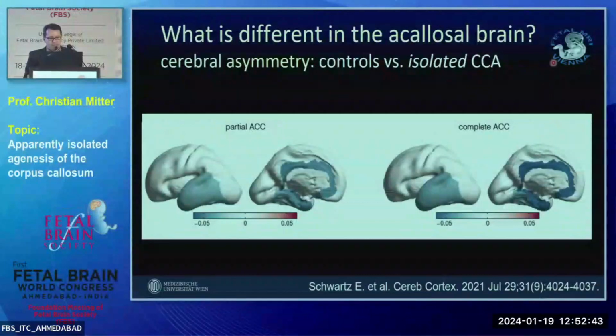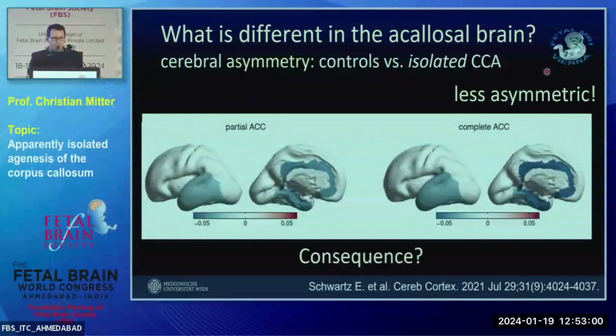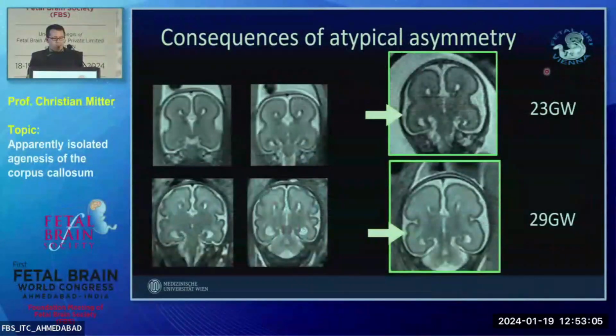This is another study from our research group that showed that the temporal lobes, both in partial callosal agenesis as well as in complete callosal agenesis, are less asymmetric than in a normal brain. So what's the possible consequence of that? This is one example of an isolated corpus callosum agenesis, but with an atypical asymmetry pattern of the temporal lobe, as you can see here, compared to the normal controls here.